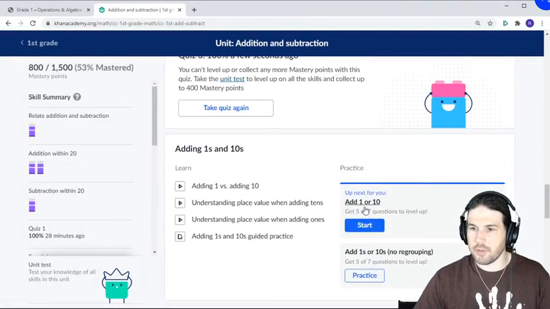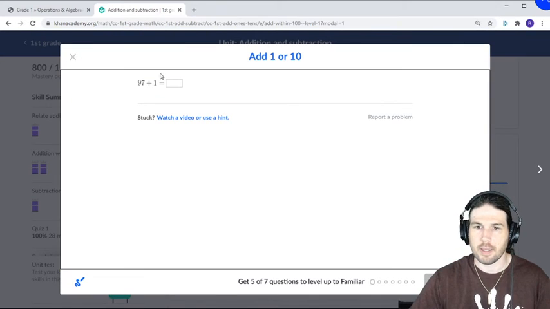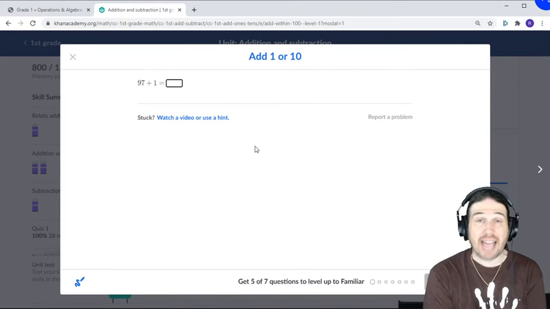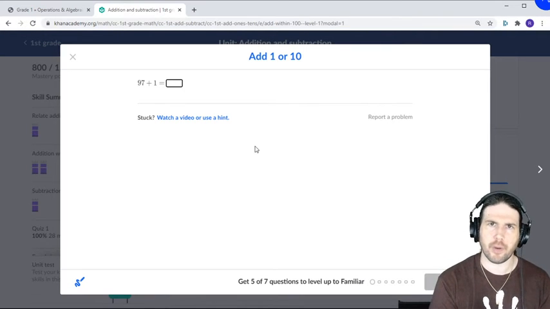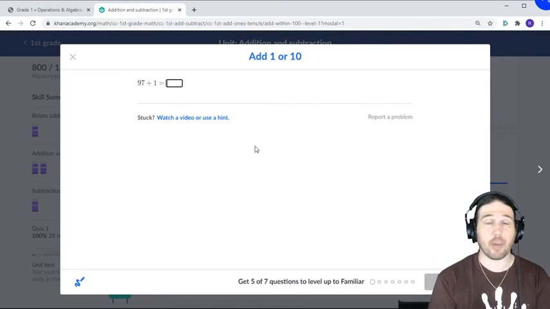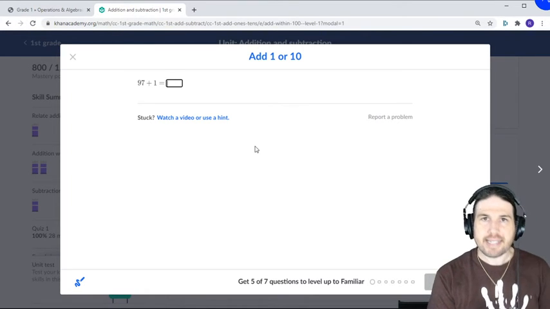Okay, so we're going to do this add 1 or 10. 97, so we're only adding 1 or we're adding 10. So we're really only ever adding 1, right? If we're adding 1, then we add 1 to the ones place. If we're adding 10, then we increase the tens place by 1.